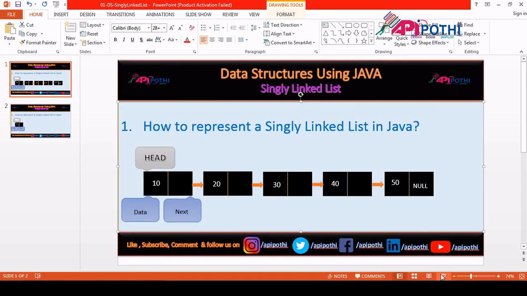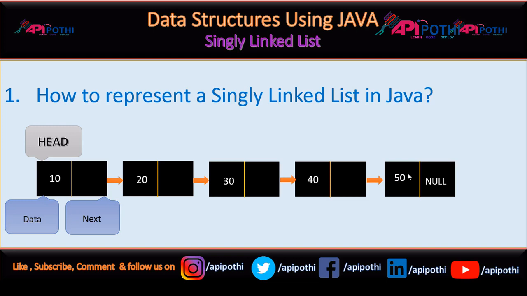If you are able to see this screen, here we have created one singly linked list. We have the first node where the data is 10, followed by the second node where we have data 20, followed by the third node where we have data 30, and the last node where we have data 50.